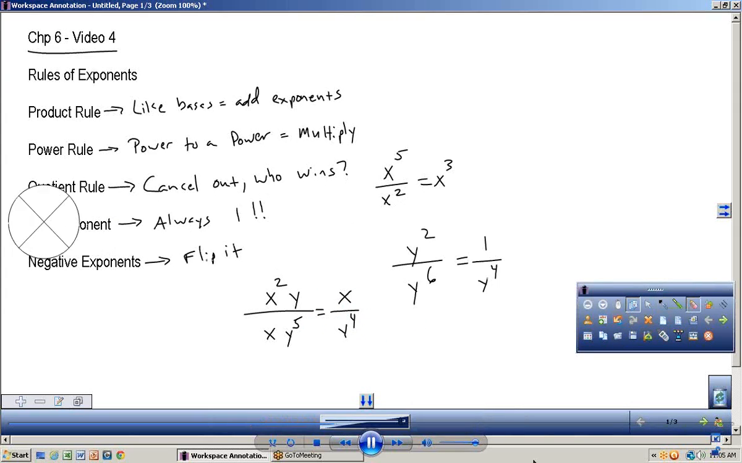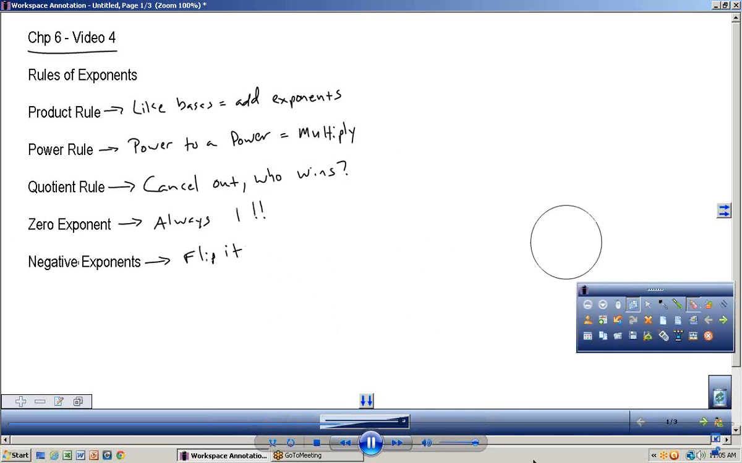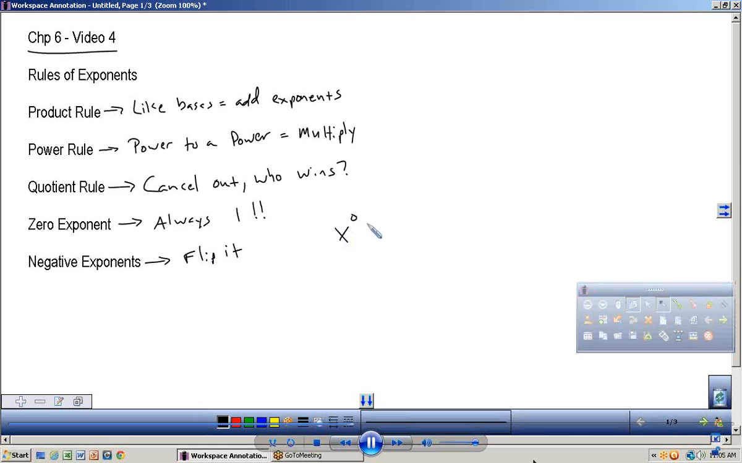Okay, the rule for 0 exponent. Anything to a 0 exponent equals 1. I'm going to say that again. Anything to a 0 exponent equals 1. So x to the 0 equals 1. X, Y, Z, A, B, C to the 56th power, all of that to the 0 power equals 1. Anything to the 0 power equals 1. Remember that.